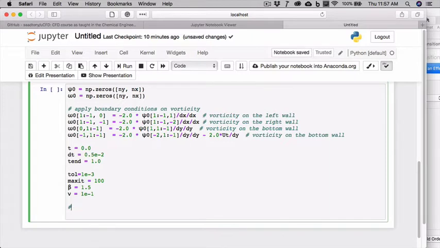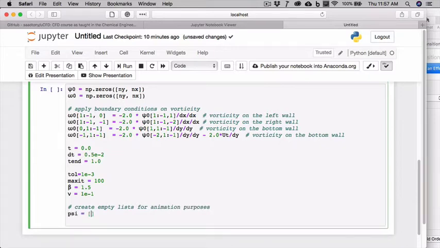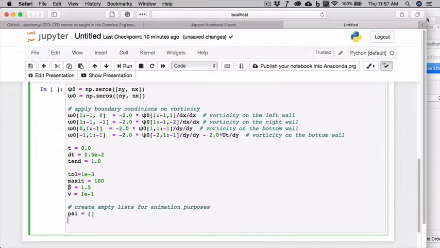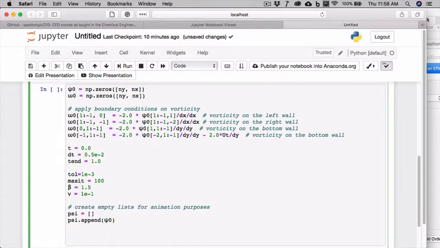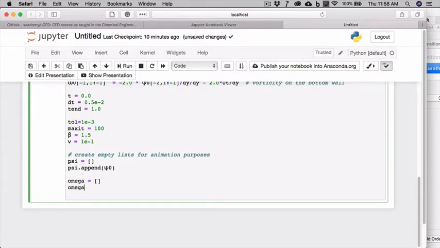Now, to create animations, create empty lists for animation purposes. So psi c is an empty list, and then we're going to append the initial psi c 0. Same thing for omega, an empty list, and then omega dot append omega 0.